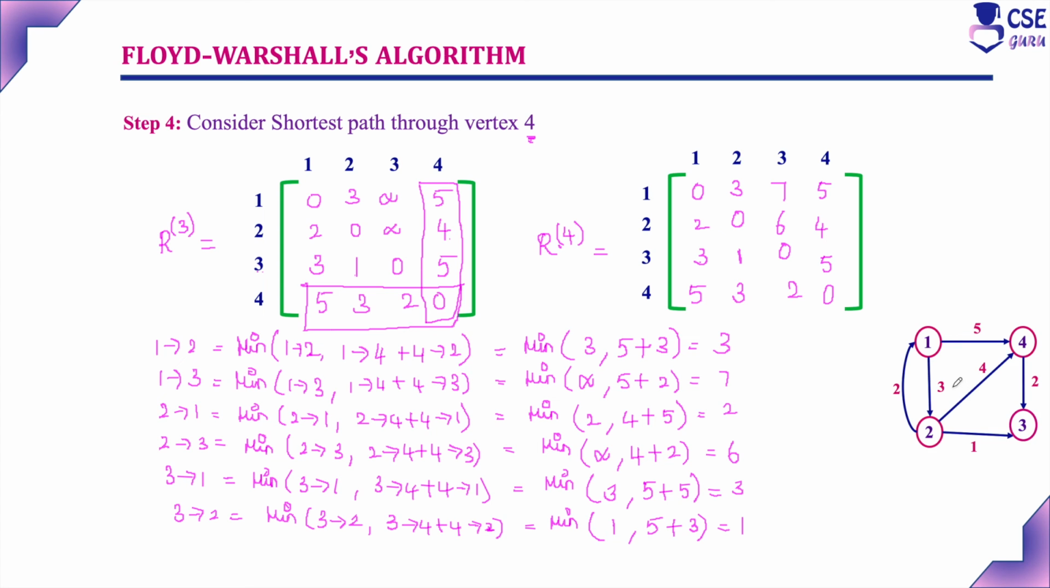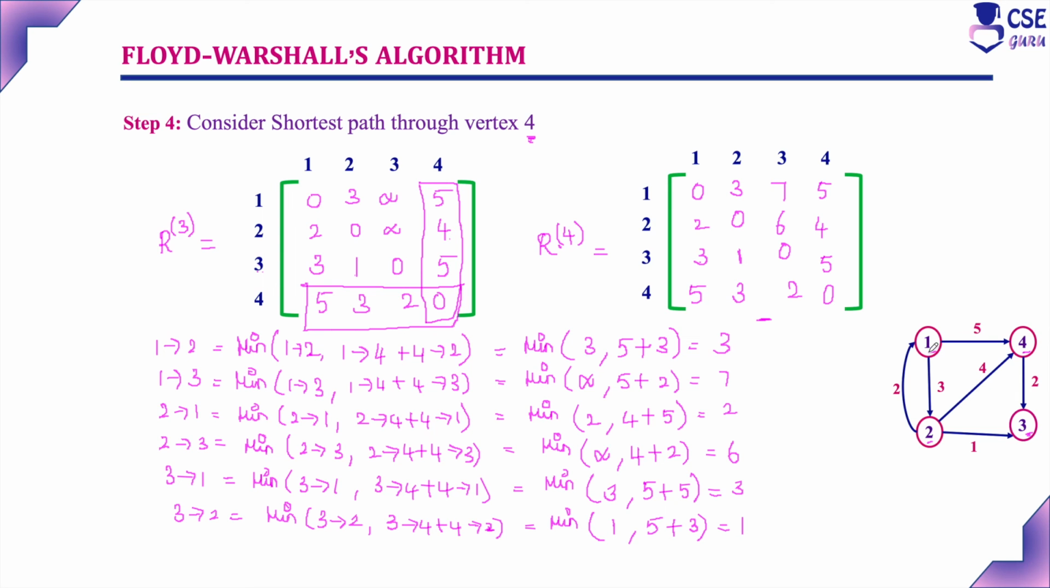So now we have considered all the vertices as the intermediate vertex in each step, and we have found out the shortest path. So this is the final matrix which gives the shortest path from each vertex to all other vertices. So this is nothing but Floyd's algorithm.